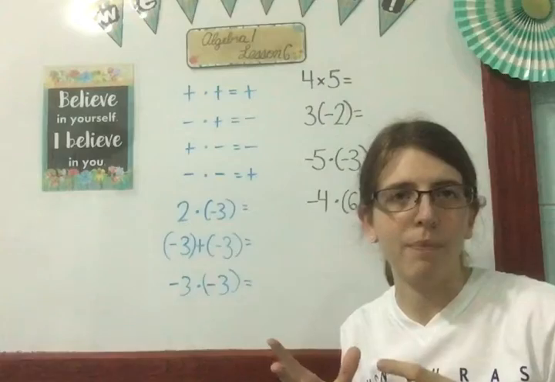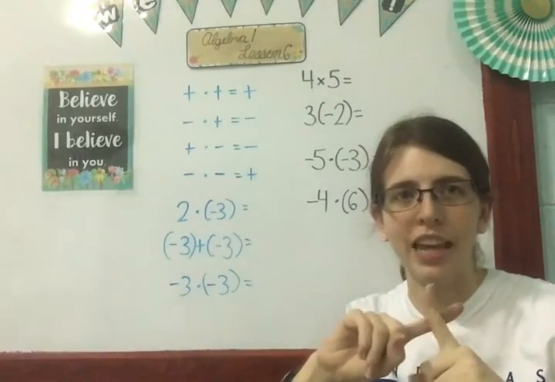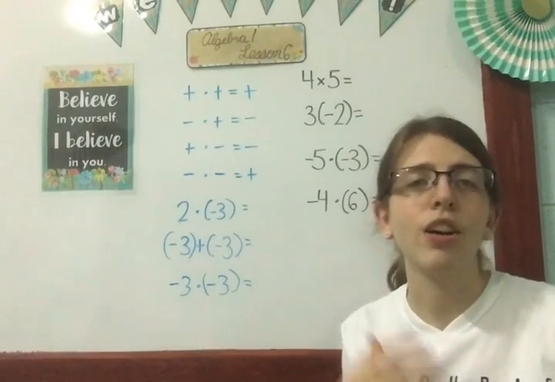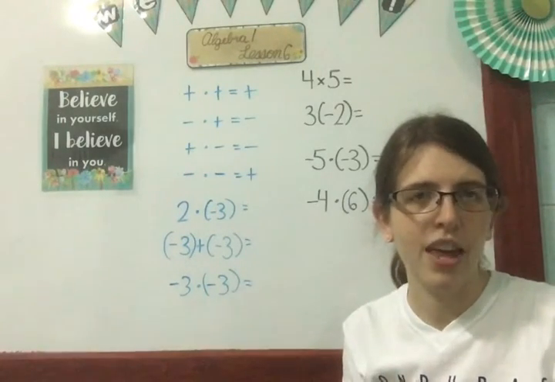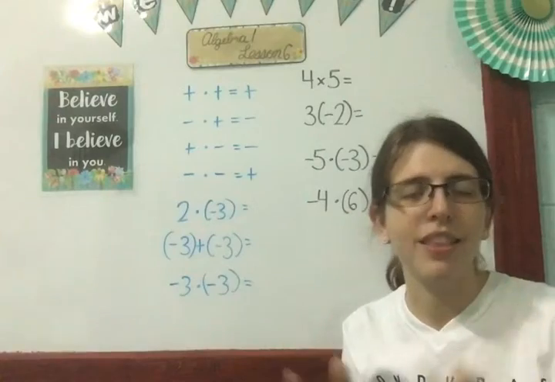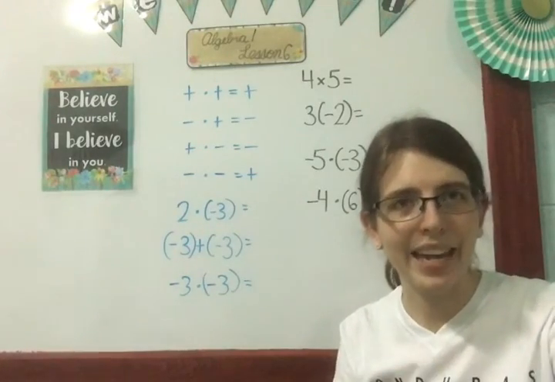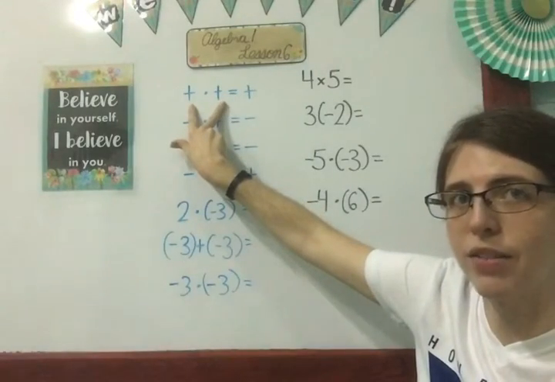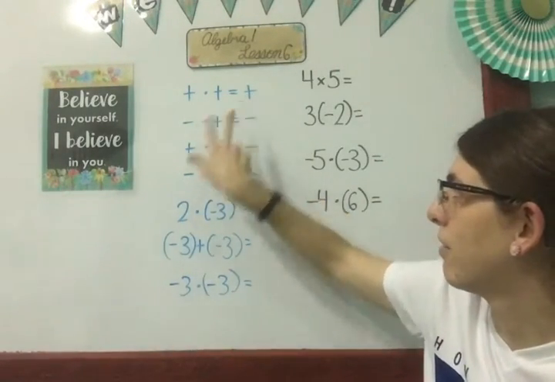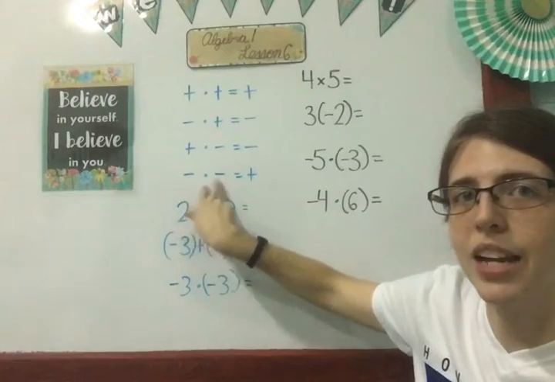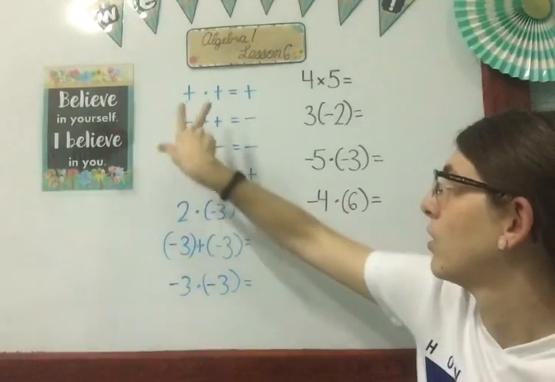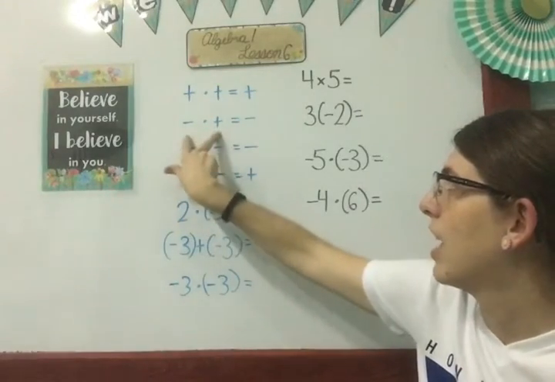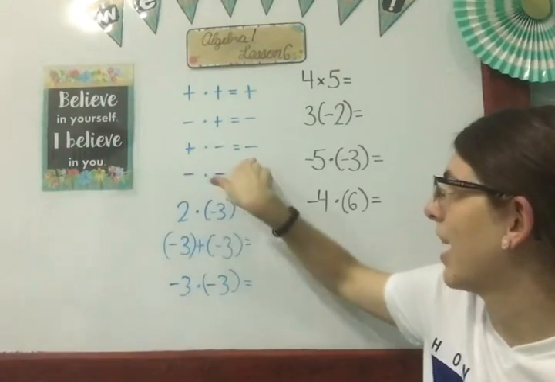So look at it this way. If your signs are the same, whether both are positive or both are negative, your answer will always be positive. If your signs are different, then your answer will always be negative when you are multiplying. So my factors have the same sign, positive answer. Down here, same sign, positive answer. Different signs, negative.